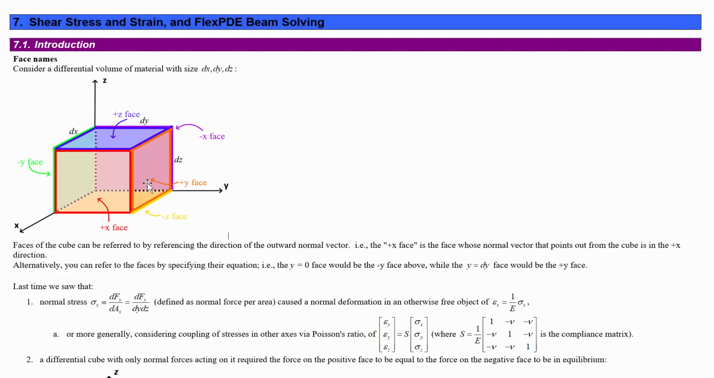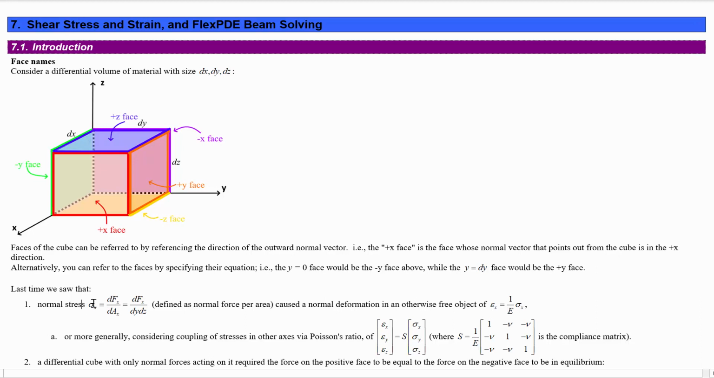Let's start off by looking at a differential volume which has a width dx in the x direction, dy in the y direction, and dz in the z direction. You could refer to the outward faces of this thing, the exterior faces of this maybe cube, maybe rectangular prism in general, by referring to the direction that the outward normal points. So this one over here would be the positive y face, or also from its equation, the y equals dy face. This one up here would be the positive z face, or the z equals dz face, whereas the one on the bottom would be the negative z face, or the z equals 0 face.